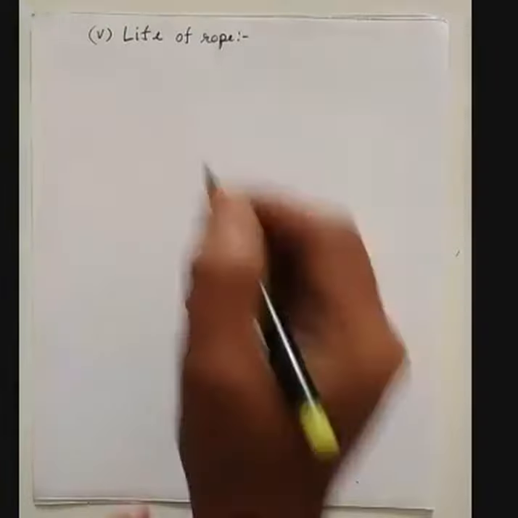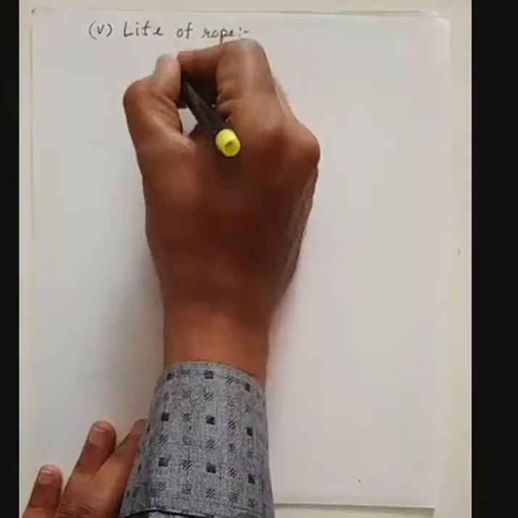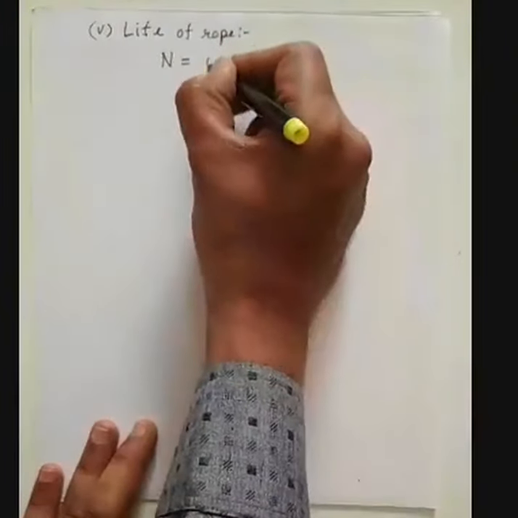So again, life of rope. Go to PSG 9.7, 9.8. Therein, all the formulas of life of rope are available. So I will first mention the formula and then we will turn to page number 9.7.